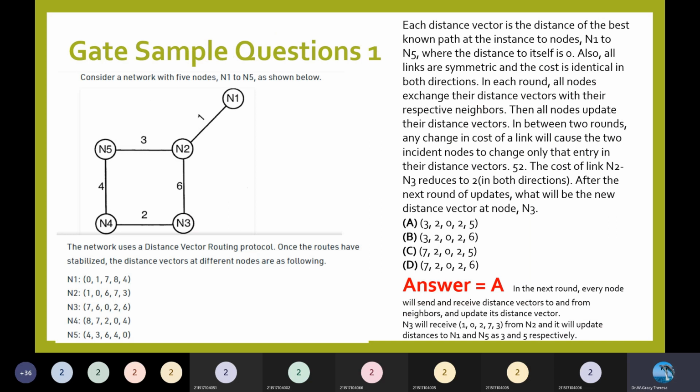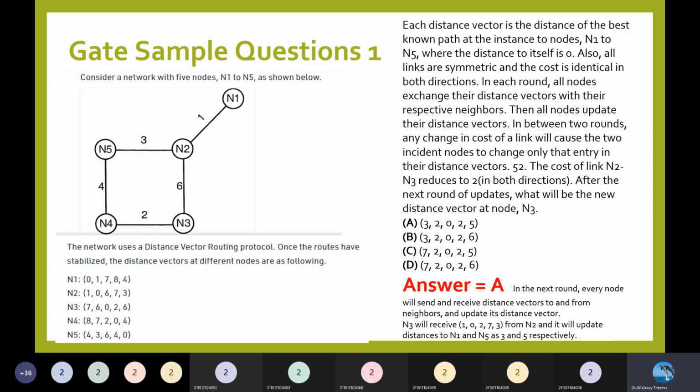Now let me see some of the GATE sample questions we have in this topic. The question will be given with a topology, and some descriptions will be given about this topology. We have to find the answer by solving it based on the Bellman-Ford equation algorithm. If you are clear enough on the concept, it can be solved easily. It is a very simple question if you know the concept clearly.